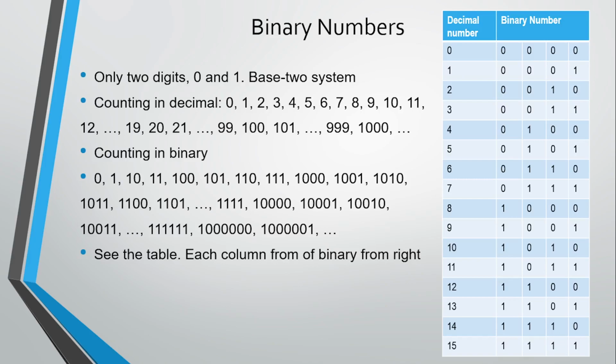Now, observe the rightmost column of the binary numbers. You will find that it continuously fluctuates: 0, 1, 0, 1, 0, 1, 0, 1. Clear? Now look at the second column from the right side.